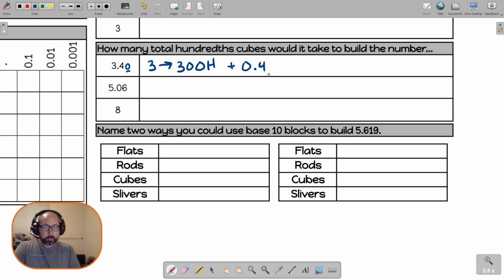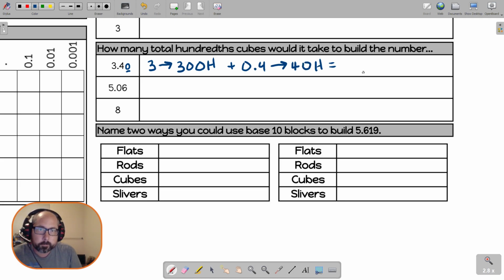Okay, now this gets a little bit tricky. You can think about money here. Okay, 1 dime would be 10 pennies, right? 1 dime is 10 pennies. So 1 tenth would be 10 hundredths. So 4 of them would be 40 hundredths.